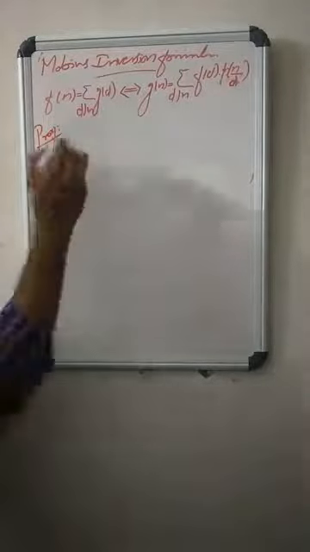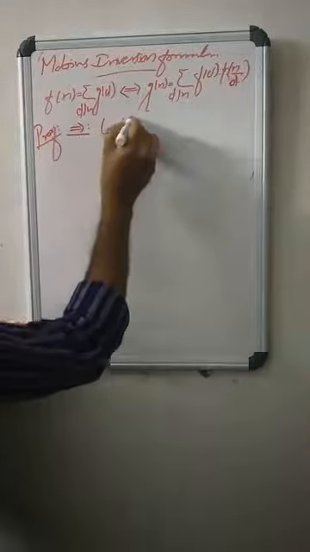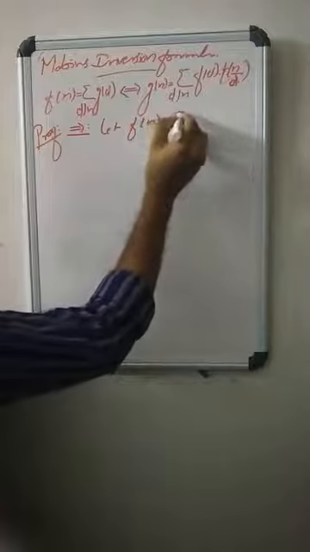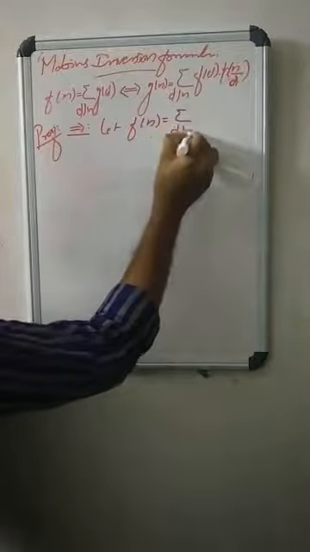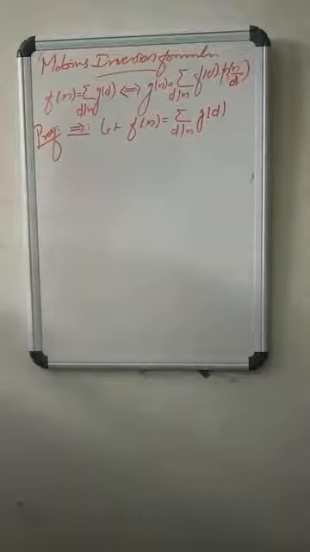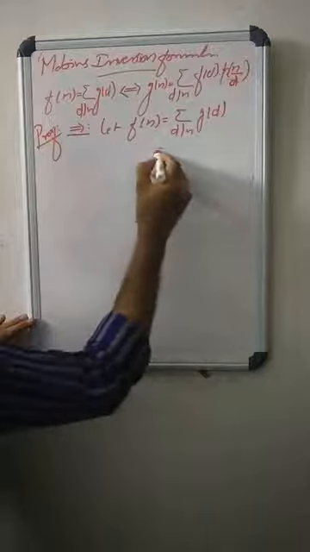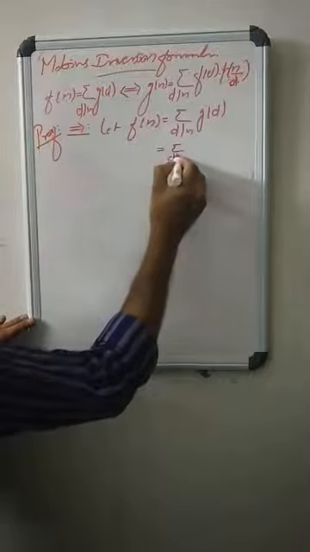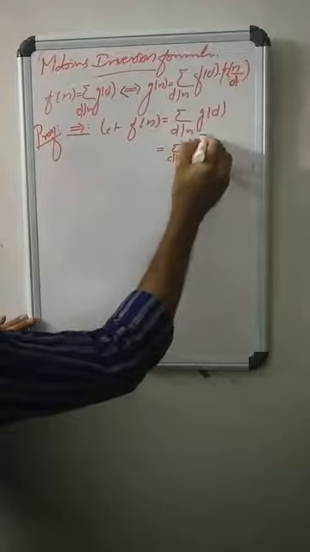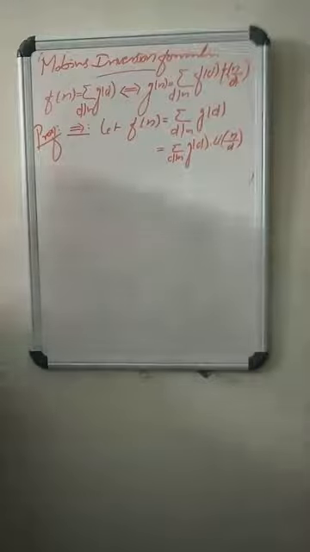Let the necessary argument: let f of n equals sigma over d divides n g of d. Then sigma d divides n g of d can be rewritten as sigma d divides n g of d into u of n by the definition of unit function.